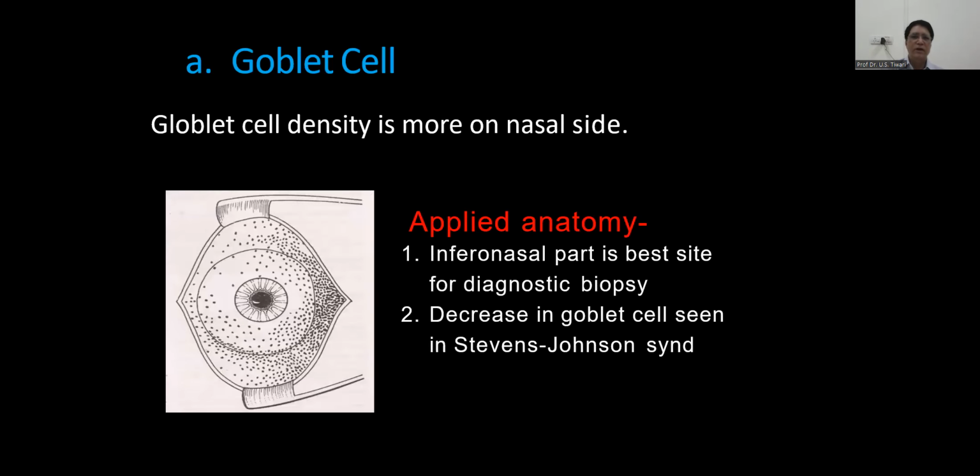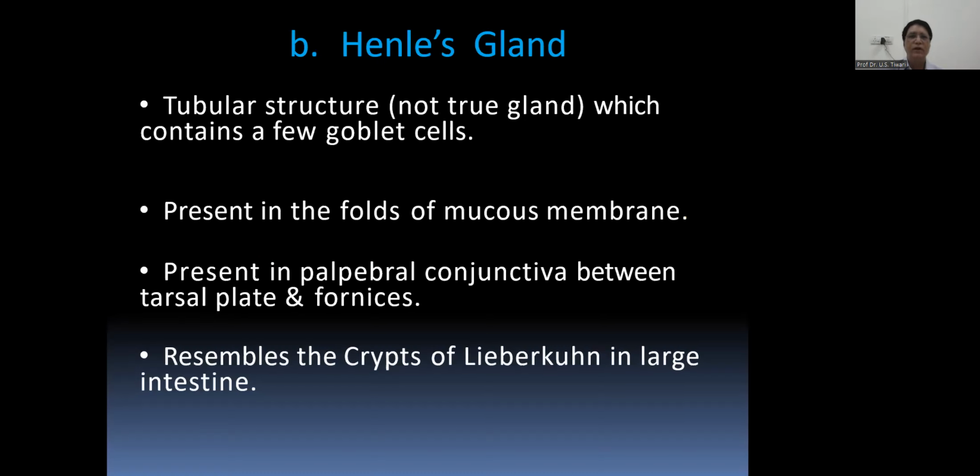The goblet cells are in abundance in the conjunctiva. The goblet cell density is more on the nasal side, as shown in this picture. The applied aspect is that the inferior nasal part is the best site for a diagnostic biopsy. If you want to take a biopsy for histological study, then you must choose this inferior nasal site. Then there is a loss of goblet cells seen in dry eye syndrome, so there are fewer goblet cells and hence mucin deficiency.